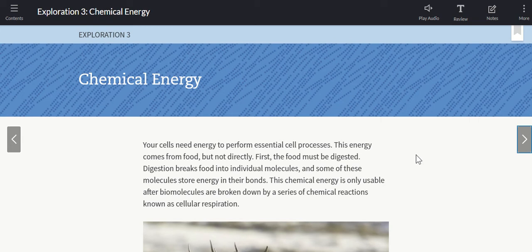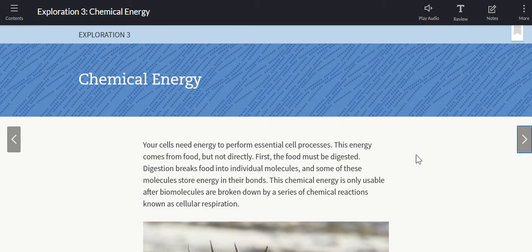In this exploration, we're going to look at chemical energy. Chemical energy is very important for living organisms. When you think about chemical energy, I want you to think about any type of energy that can be stored. With living organisms, the type of energy that's stored is the food that you eat.